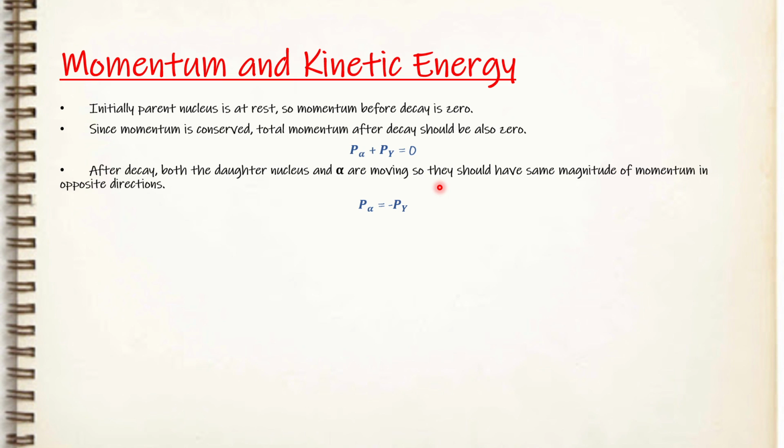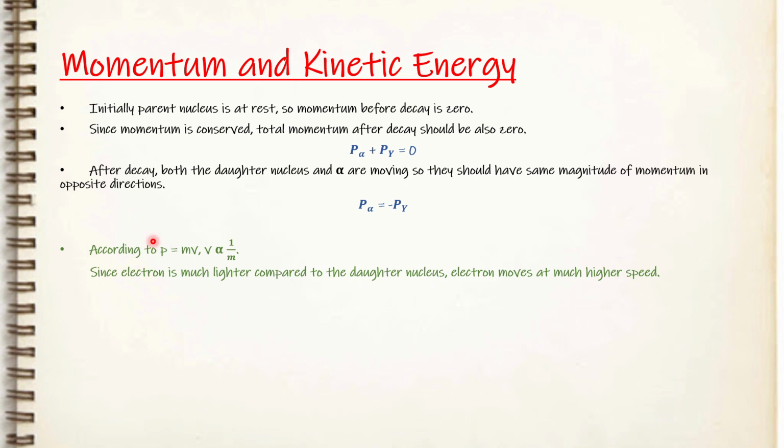And now how do we know which decay product is moving at a higher speed? It's pretty simple. Using the equation momentum equals mass into velocity. We know momentum is the same. So we can say velocity is inversely proportional to m, and since electron is much lighter compared to the daughter nucleus, electron moves at a much higher speed. So basically, the lighter decay product moves at a higher speed.